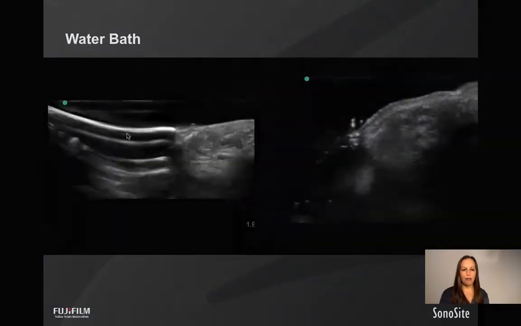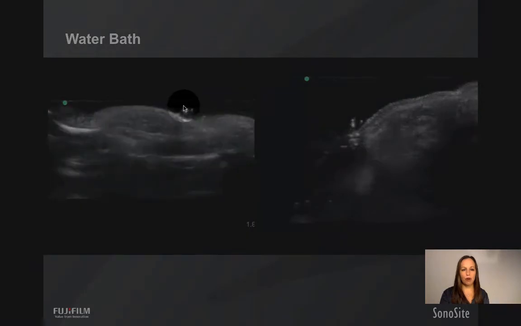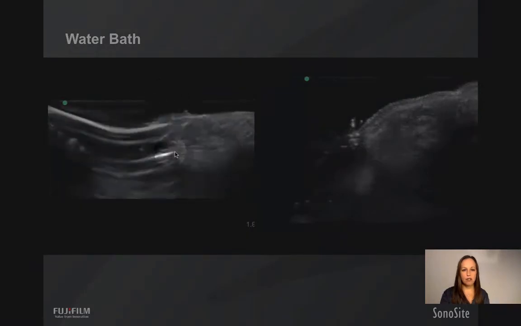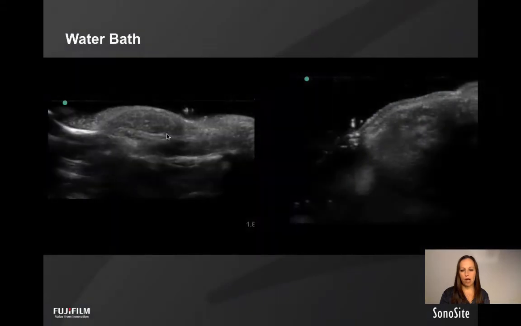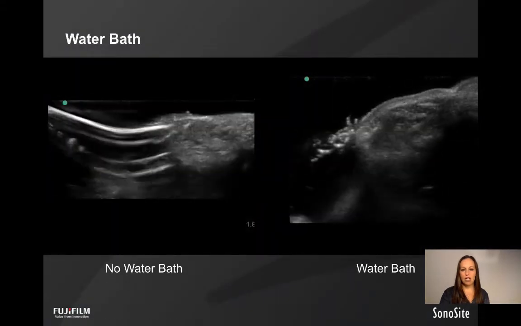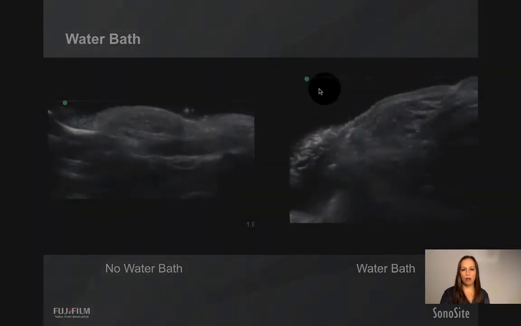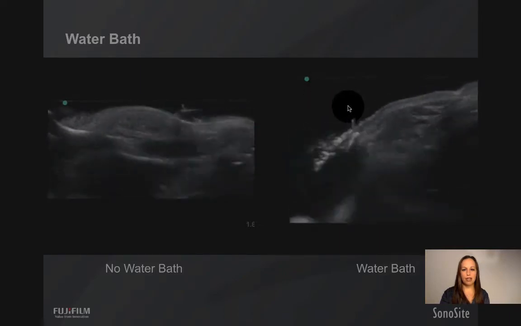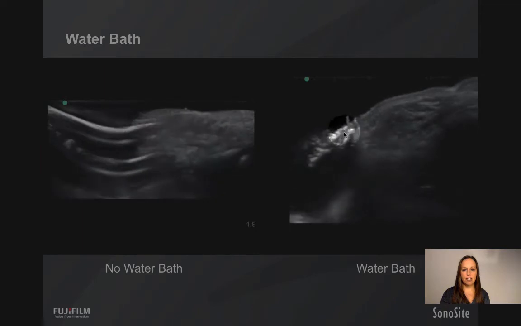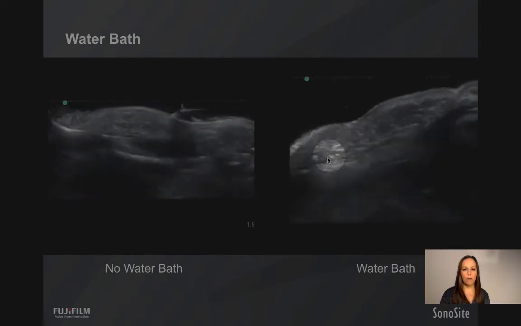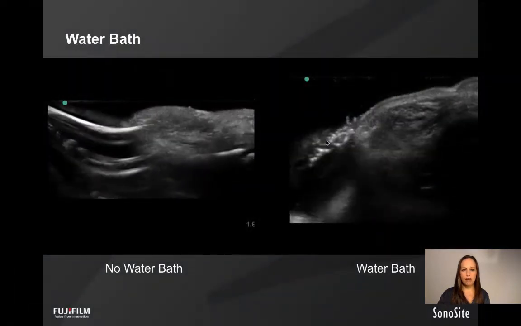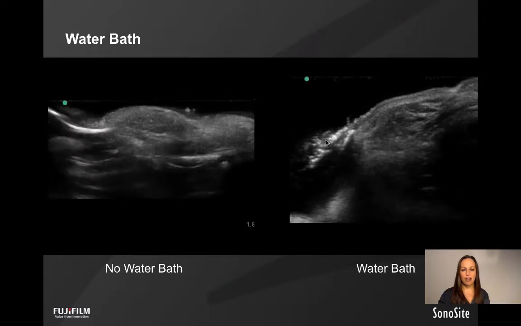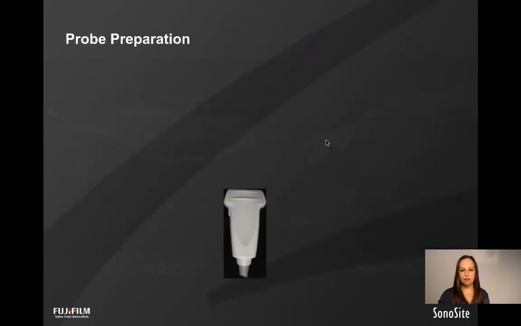I have put a fair amount of gel in between the probe and the skin in attempts to image the structure appropriately. However, what we can see here is that once we have the hand in the water bath, here's the water of the water bath. You can see this foreign body very easily, and you can see the detail and the extension into the subcutaneous layer much better. So you can have a lot better detail with the use of a water bath in a hand.